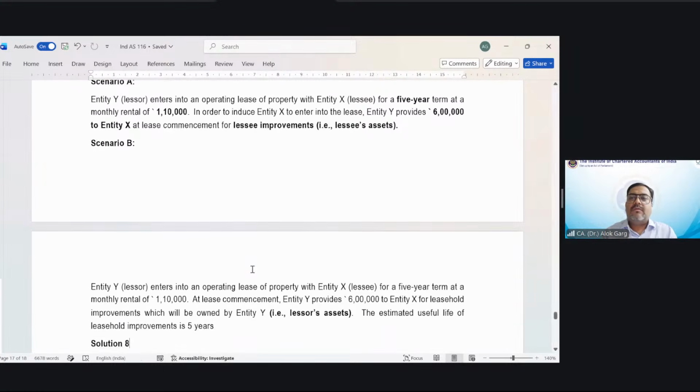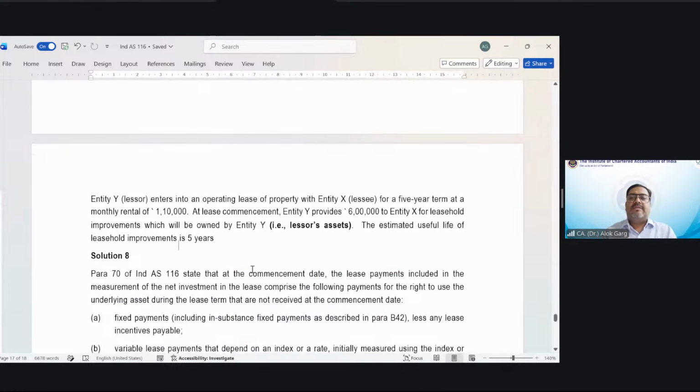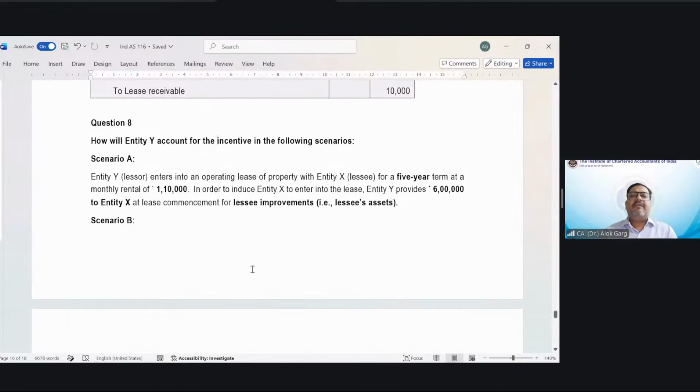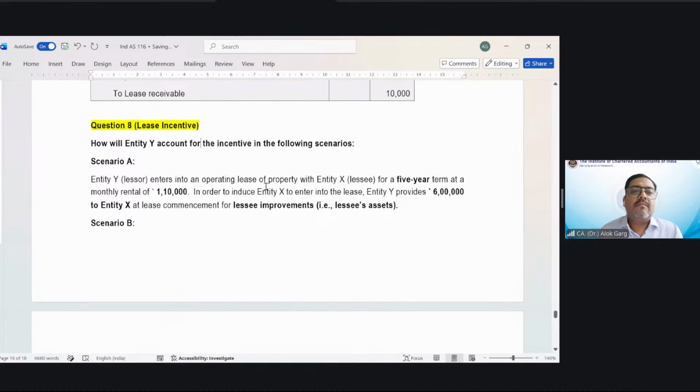Now, question number 8. How will entity Y account for the incentive in the following scenario? It is talking about the lease incentive. This question is talking about the lease incentive. How will entity Y account for the incentive in the following scenarios? Scenario A. Scenario B.